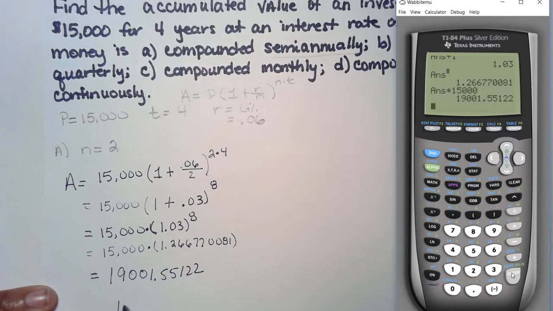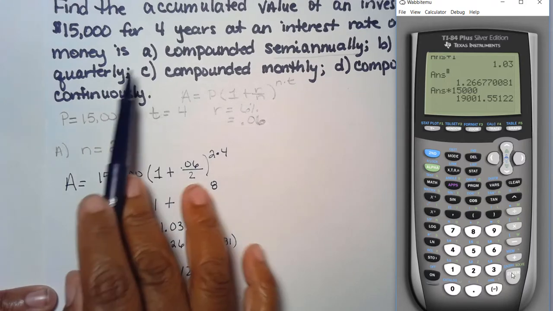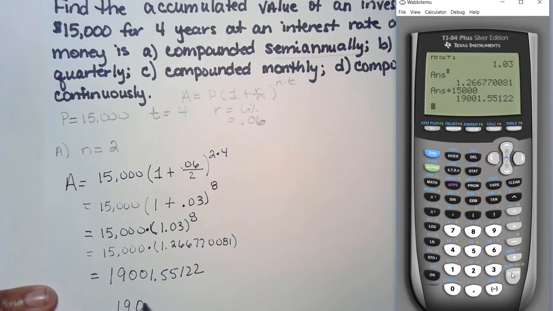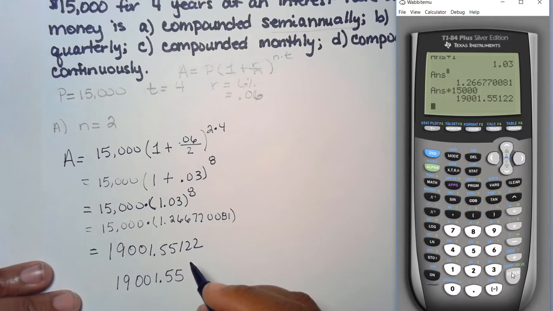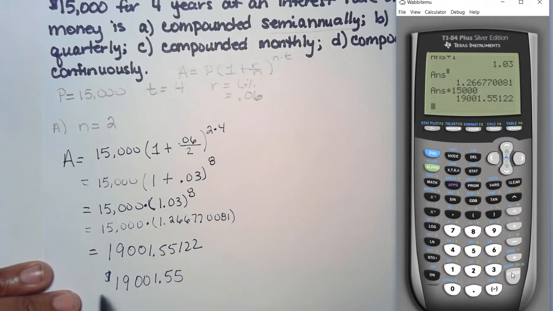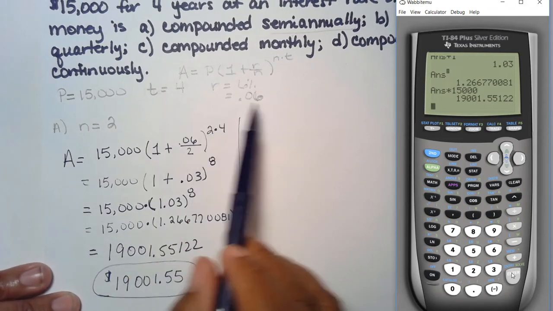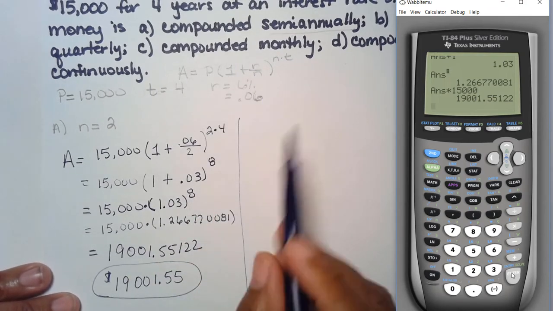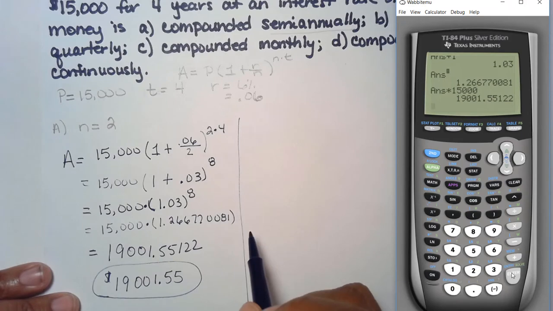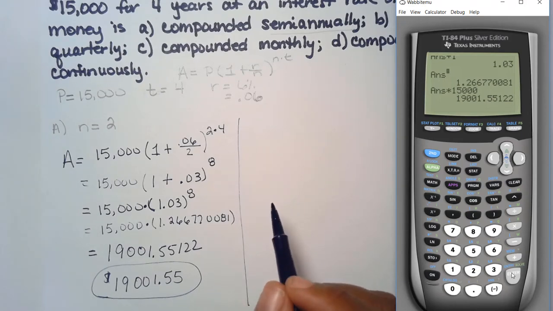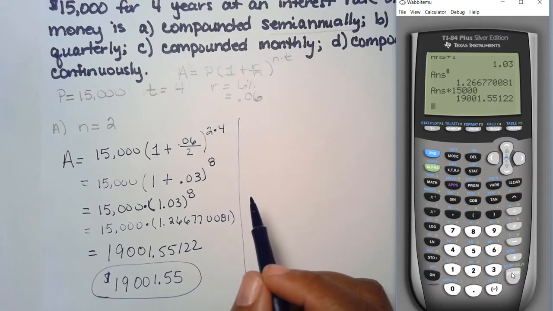Okay, so for $15,000 for 4 years at 6% interest, you will have $19,001.55. That is part A, semi-annually. So that's twice a year that you're putting money into your account for 4 years. It totaled to be $15,000.